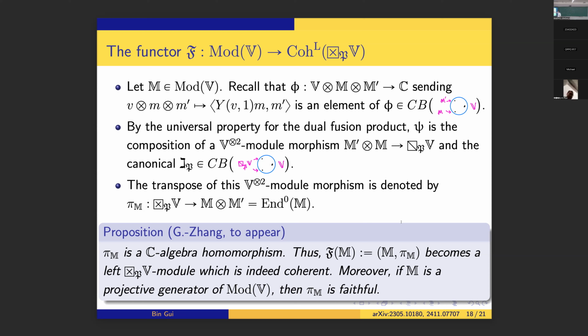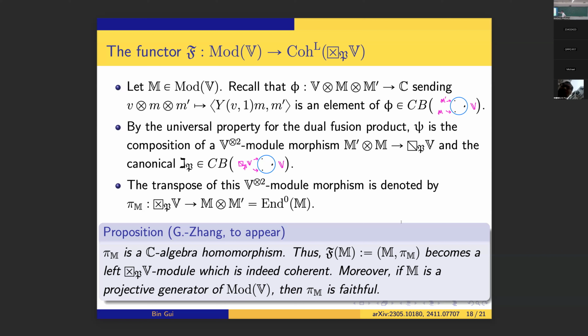This is a V tensor V morphism from M prime tensor M to the dual fusion product of V. And if you take the transpose, or more precisely the graded transpose, you will get a linear map from the box tensor V to M tensor M prime, which is just the N0 of M. And it turns out that this transpose is also clearly a V tensor V module morphism. Okay, so this morphism is the map that I need in order to define the associative algebra module that corresponds to the VOA modules.